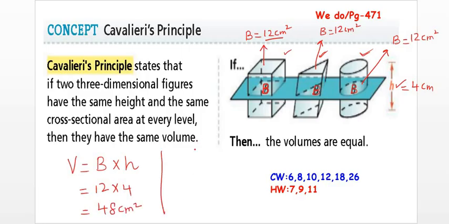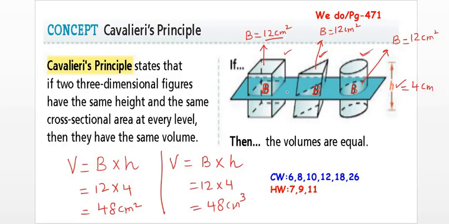For the second one, it is the same formula, V equals base, I mean area of the cross section, times the height. So again it will be 12 times 4, that will be 48 cubic centimeters. So this shows that it does not matter which prism you are dealing with, the main thing is the cross-sectional area of the prism with the height.